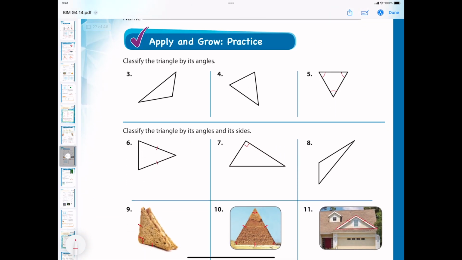Now I want you to try this page by yourself, and then you can come back and check your answers. Classify the triangle by its angles. This one we know is obtuse. This one doesn't have any obtuse or right angle, so it is an acute triangle. And this symbol, three arcs, means it's an equiangular triangle.